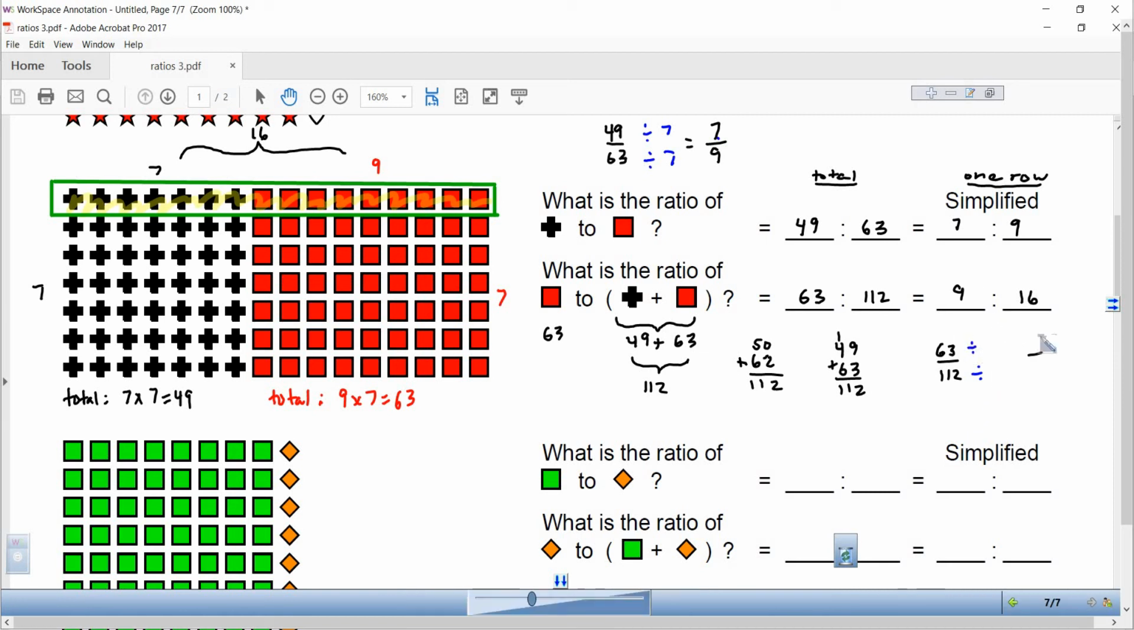All right, now here, what would that common factor be? Well, you guys know 9 times 7 is 63, so that tells me I need to divide both of those by 7. 7 goes into 112 sixteen times, and 7 goes into 63 nine times. But again, this idea that the initial ratio is the total and the simplified is one row will just make your life so much easier.